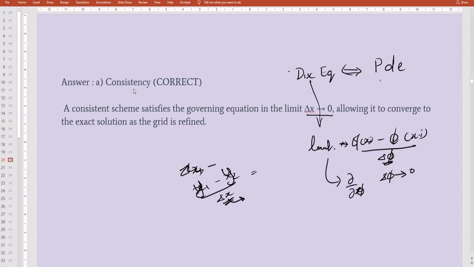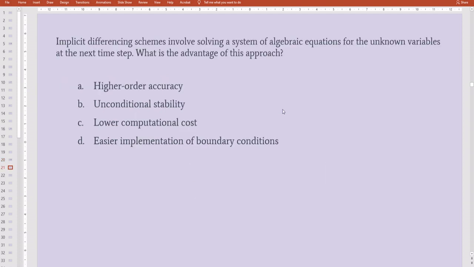So consistency is the quality of the scheme which allows the convergence of the discretized equation to the partial differential equation or exact solution when the grid spacing delta x tends to 0. Next question.